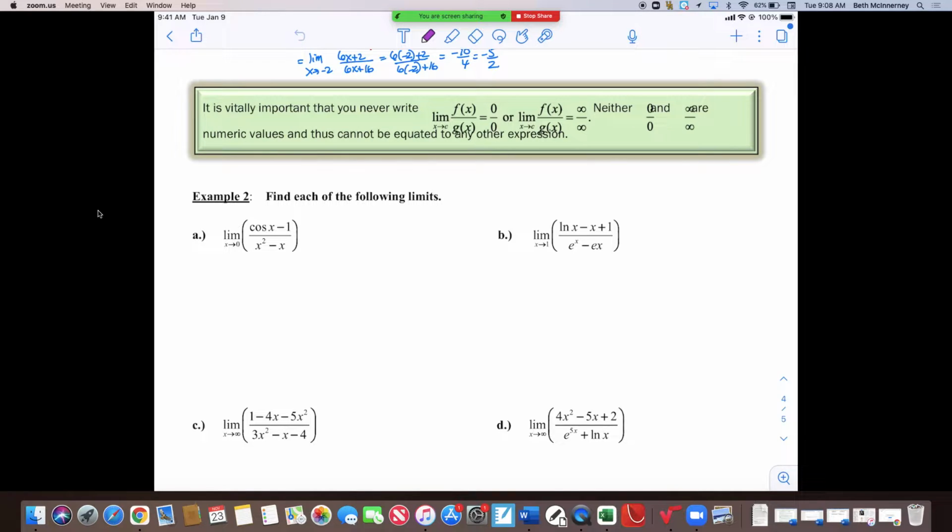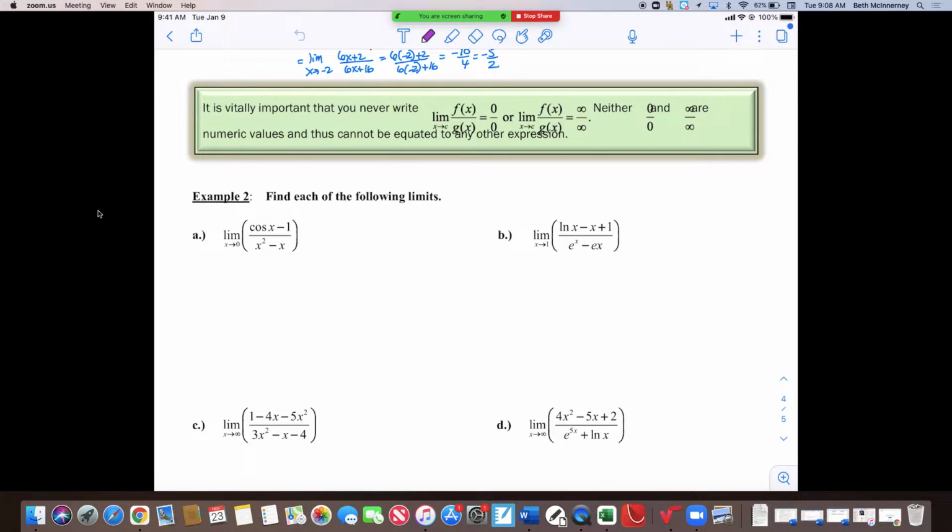Vitally important that you never ever write that limit equals 0 over 0 or that it equals infinity over infinity, because neither are numeric values and thus cannot be equated to any other expression. So that's why I was having you yesterday write out the two separate statements.